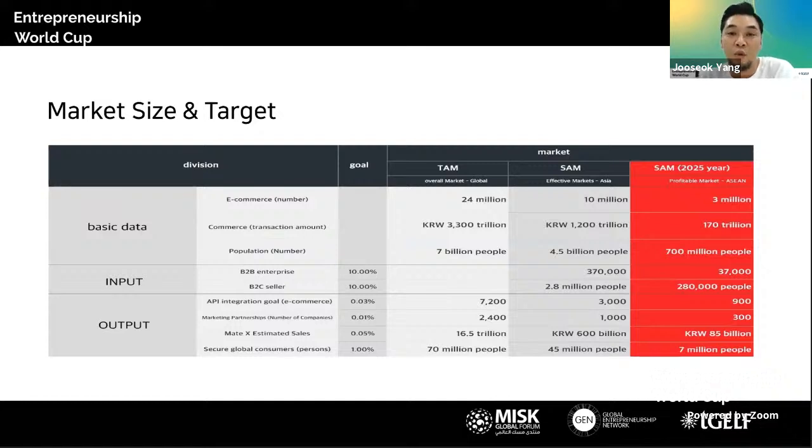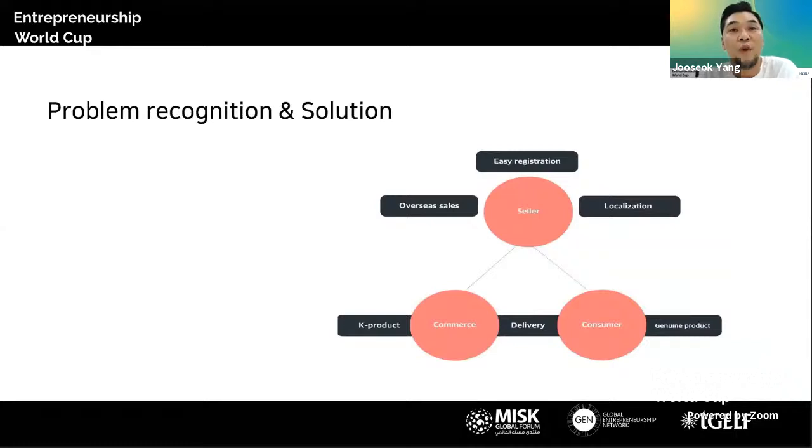85 billion Korean won in sales, 7 million transactions, 900 e-commerce linkages, 300 partner brand companies in the South Asian market with 700 million people by 2025. That's our goal. So we make a platform that provides sellers with easy registration and an easy way to go to the global online market, and provides e-commerces with many Korean products, with no fake products and international delivery.